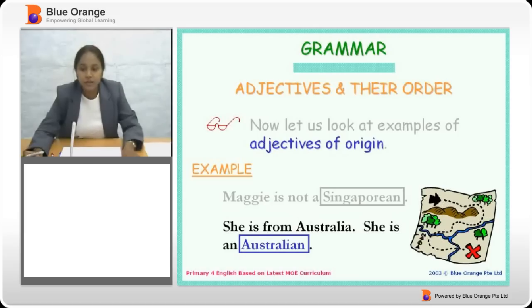Australia is a noun because it is a place. However, when we are using it to explain where Maggie comes from, we would say she is an Australian. Australian is an adjective of origin.